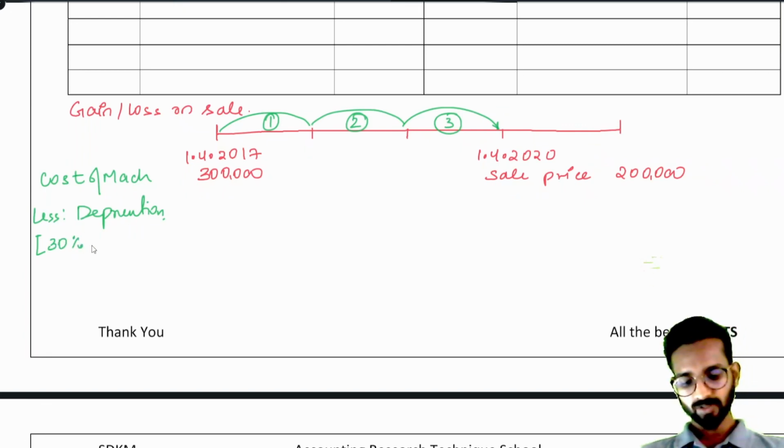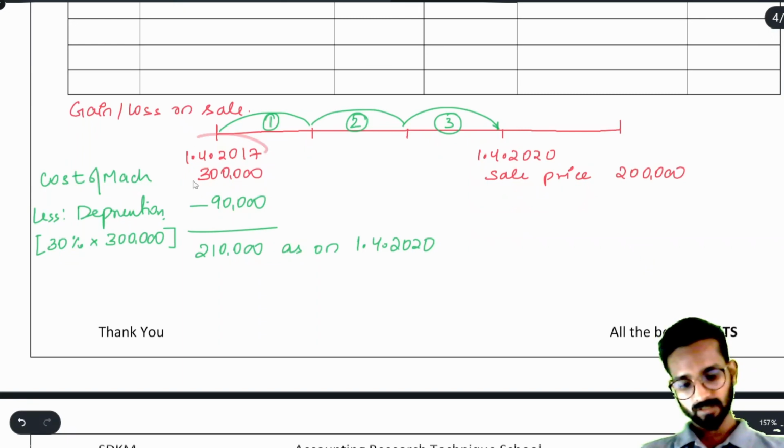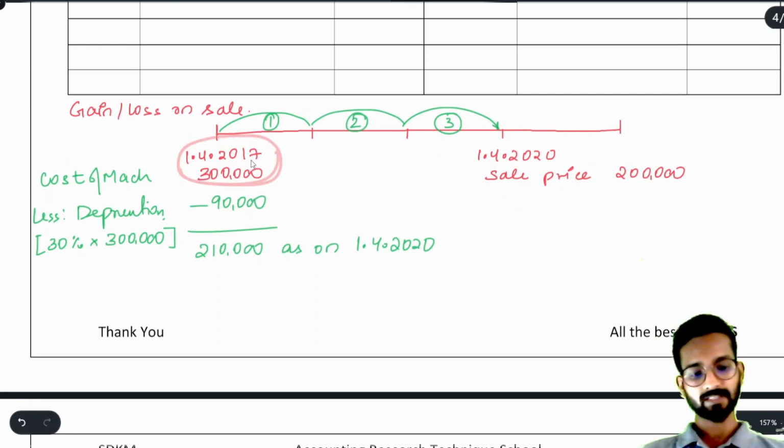Very easy. So 30% multiply. What is the cost? 3 lakh. 3 lakh into 30% is 90,000. Remove this. You will have the cost of 2,10,000. Now this 2,10,000 is cost as on 1/4/2020. But this was the cost as on 3 lakh rupees as on 1/4/2017.